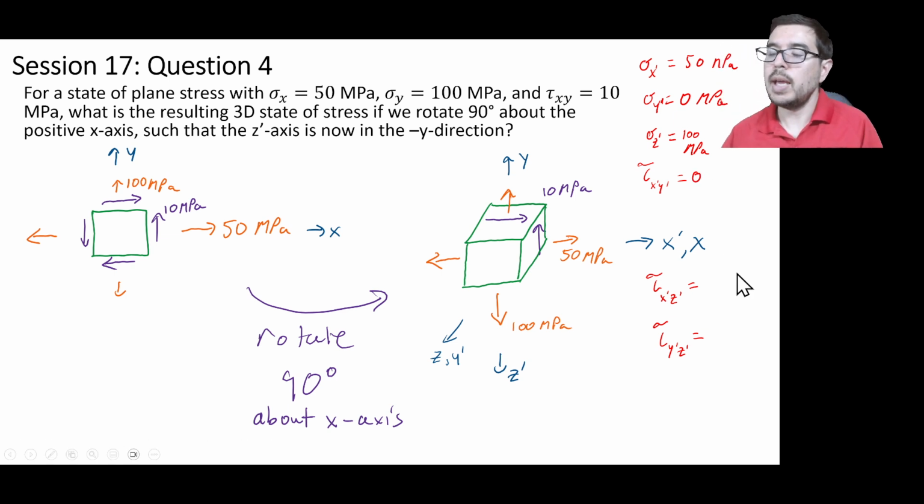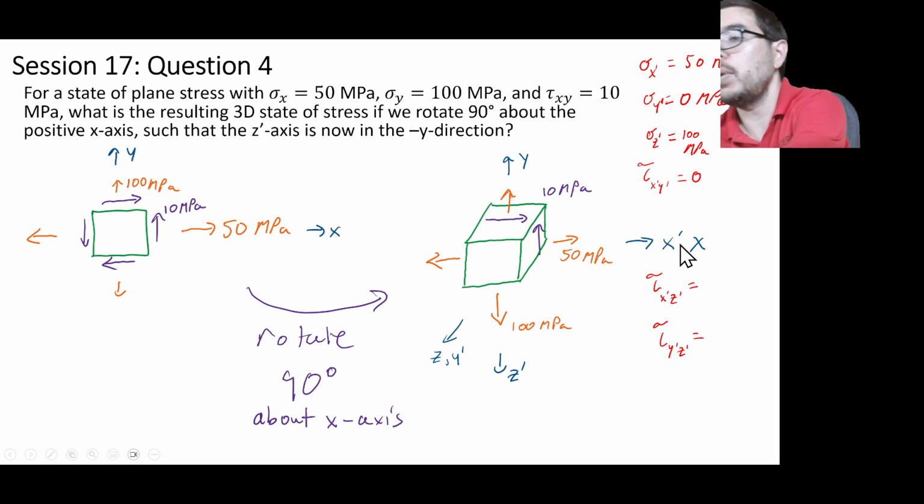Let's go to the x prime z prime direction. So x prime, like this, z prime would be coming down like this. You see z prime? And yes, I do have a stress that is parallel to z prime, but it's going in the opposite direction. It's going up in the minus z prime direction. So that means that it's going to be minus the 10 megapascals.